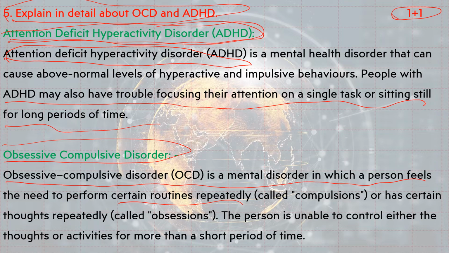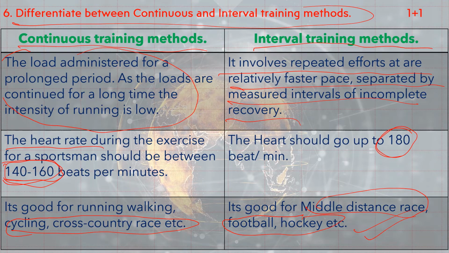Okay, let's go to the next question: explain OCD and ADHD. What is ADHD? A person who has ADHD has trouble focusing and cannot sit in one place. That is hyperactive or impulsive behavior. That's why we call it attention deficit hyperactivity disorder. Now OCD: you have an obsession with something and you feel that whatever you have done previously, you did not do properly, so let's do it again. The person will do repetitive things regularly. That's why we call it obsessive compulsive disorder. Okay, let's go to the next.